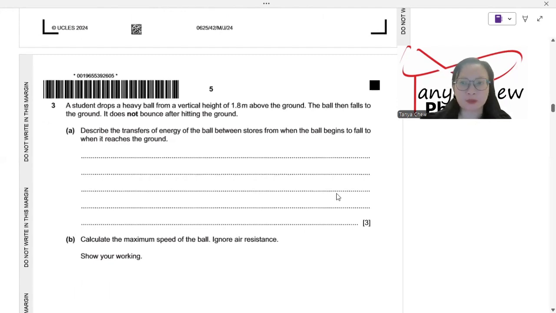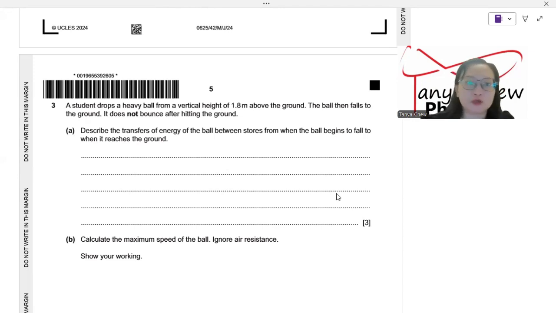Now the next one, question number 3. A student drops a heavy ball from a vertical height of 1.8 meter above the ground. The ball then falls to the ground. It does not bounce after hitting the ground. It just stays there. So A, describe the transfers of energy of the ball between stores from which the ball begins to fall to when it reaches the ground.